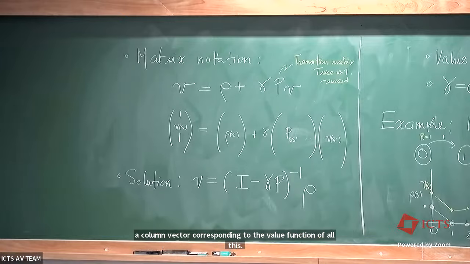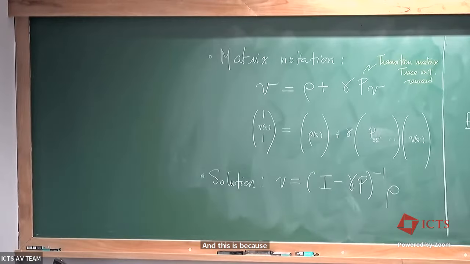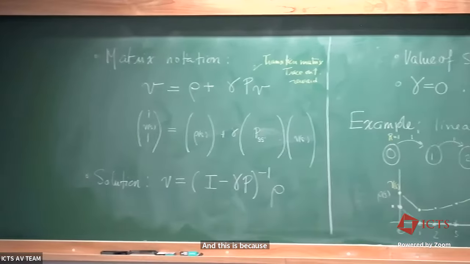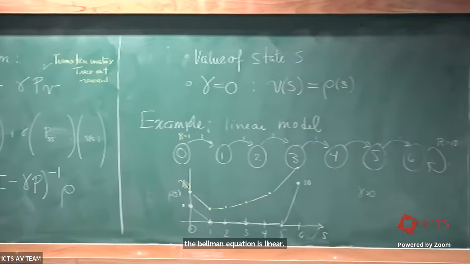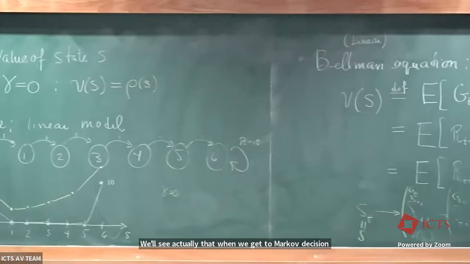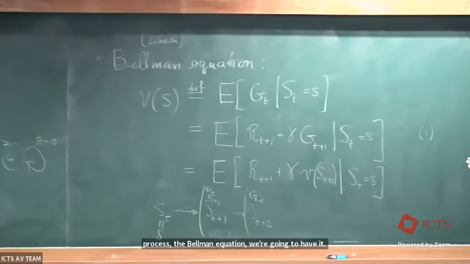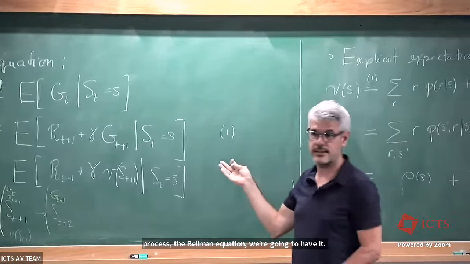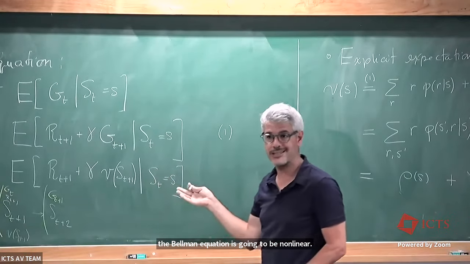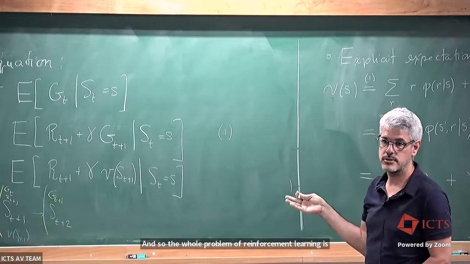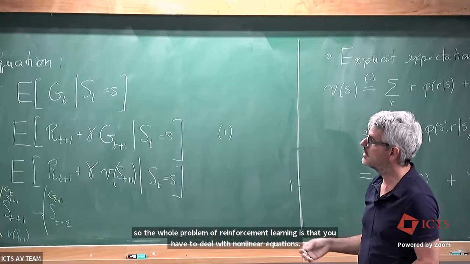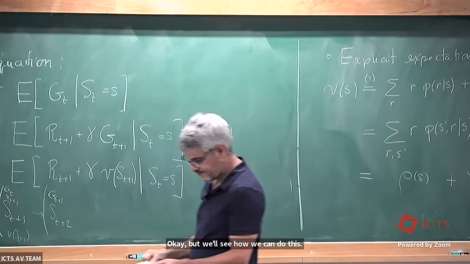This is nice. And this is because the Bellman equation is linear. We'll see actually that when we get to Markov decision process, we're going to have a Bellman equation, and it's going to be nonlinear. And so the whole problem of reinforcement learning is that you have to deal with nonlinear equations. Okay, but we'll see how we can do this. So here it's fairly nice.